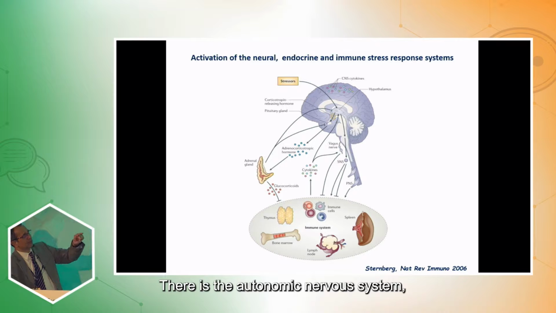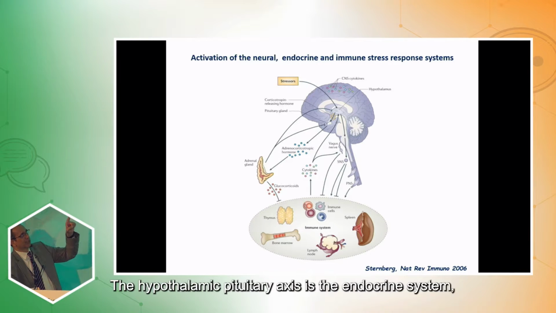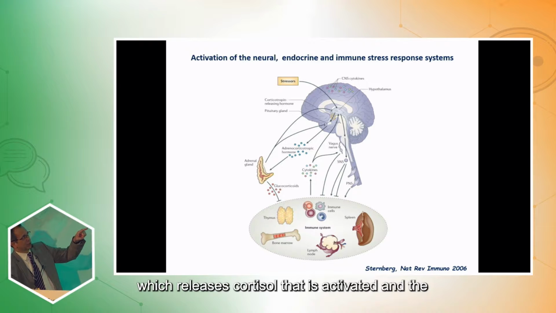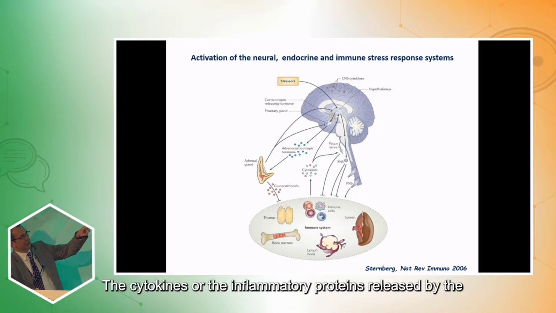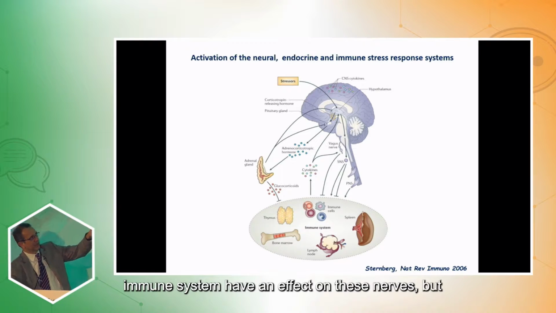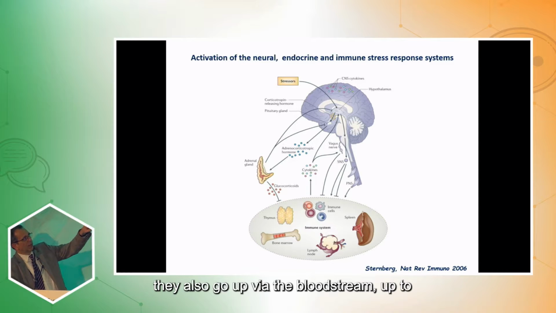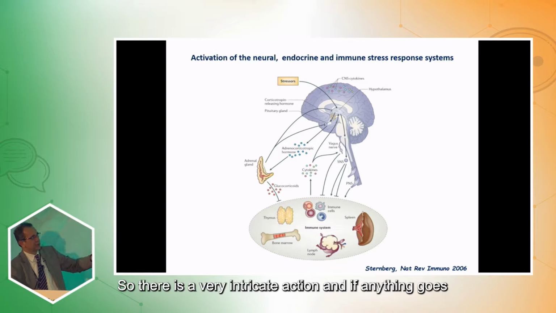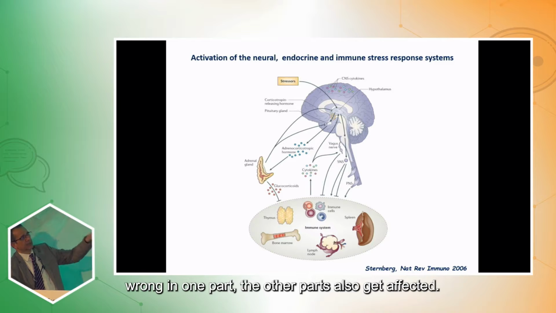There is the autonomic nervous system, which is our stress response system. The hypothalamic pituitary axis is the endocrine system, which releases cortisol. That is activated, and the immune system is activated. They have reciprocal effects, because the cortisol and the autonomic nerves have an effect on the immune system. The cytokines, or the inflammatory proteins released by the immune system, have an effect on these nerves, but they also go up via the bloodstream to the brain and have an effect on the hypothalamic pituitary axis and so on. So there is a very intricate action, and if anything goes wrong in one part, the other parts also get affected.